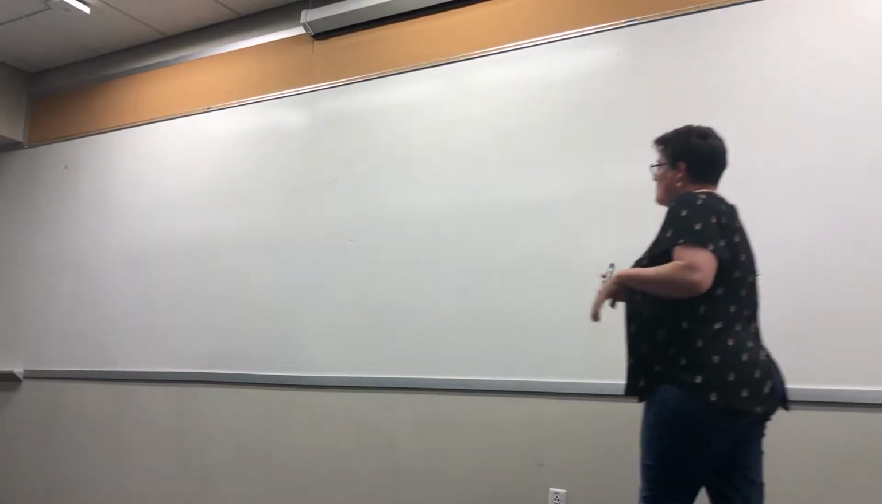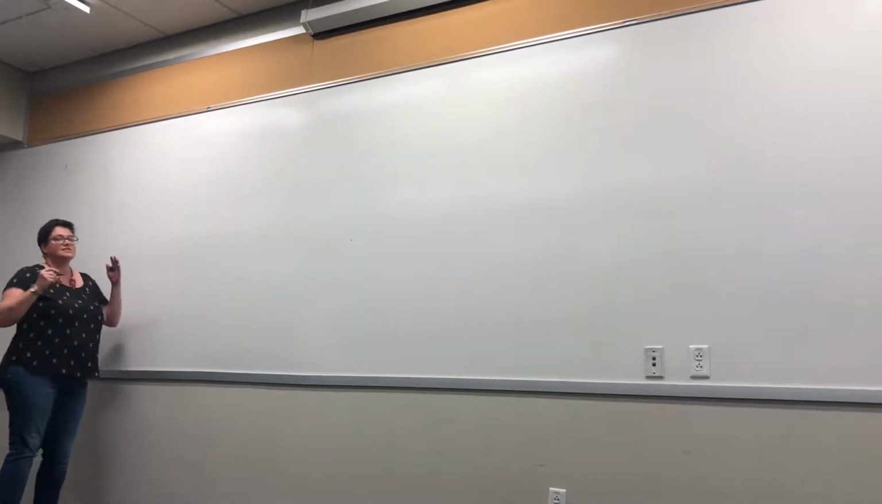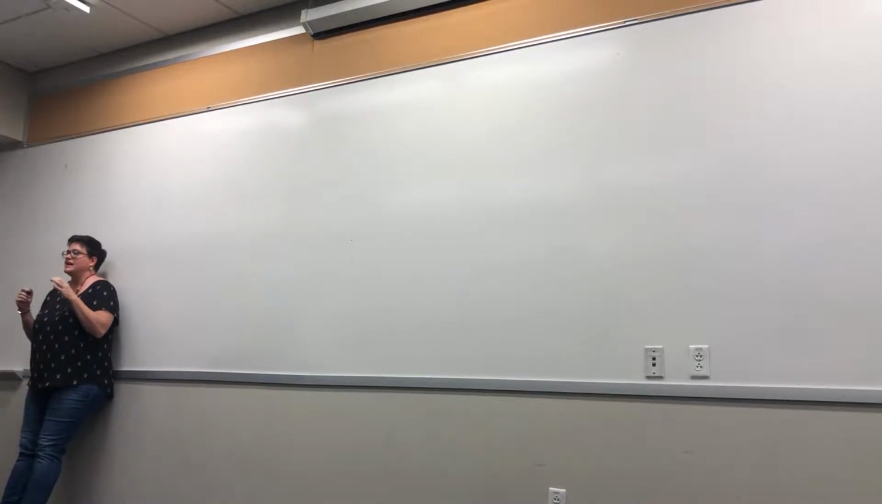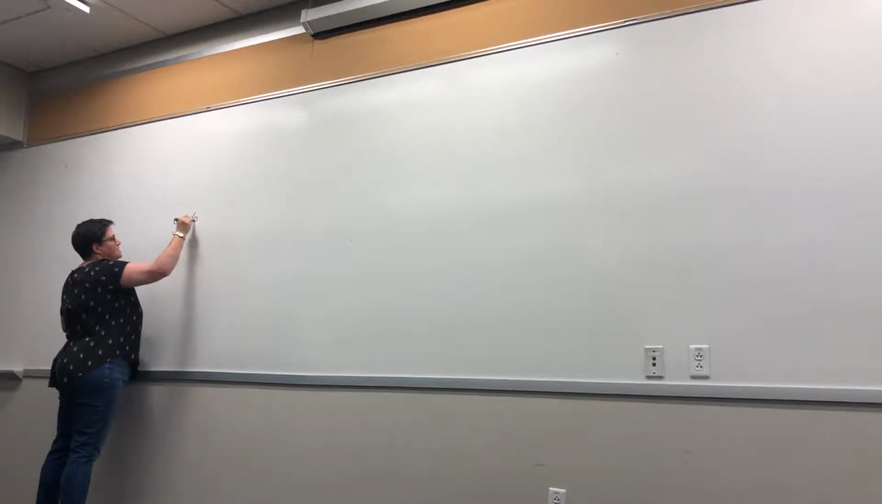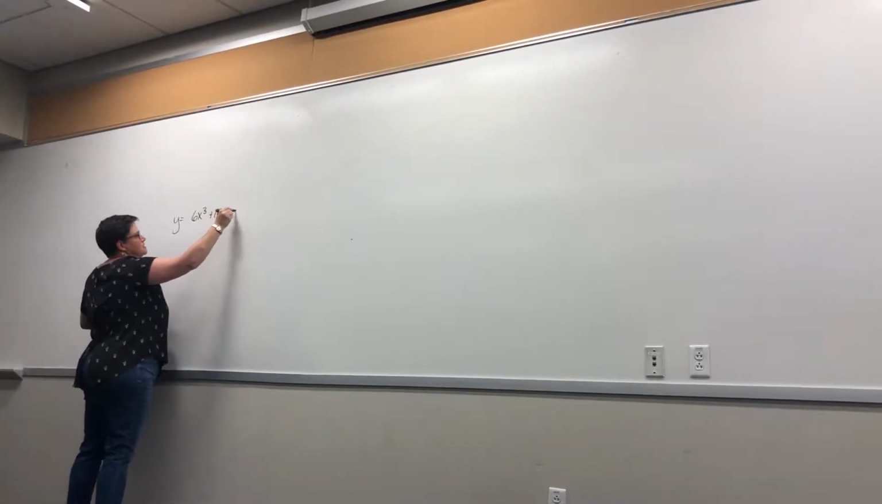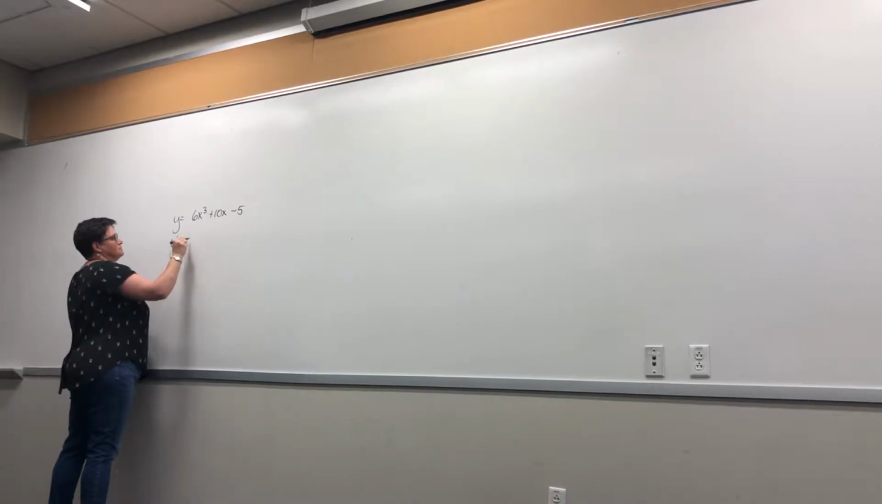Let's do this. I want you guys to think of the first in the set of derivatives on your tattoo and the first in your set of integrals as a paired group. Okay? So let me show you what I'm talking about. y equals 6x cubed plus 10x minus 5. What's the derivative of that? 18x squared plus 10.